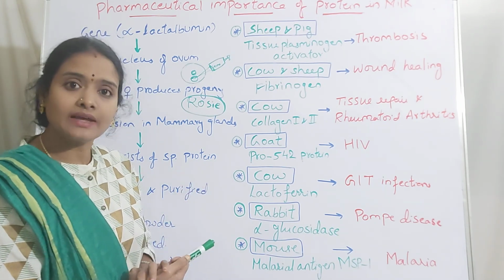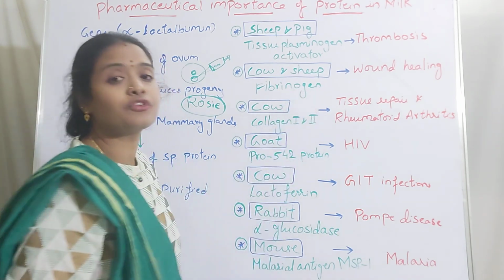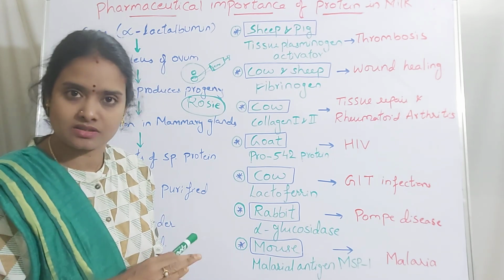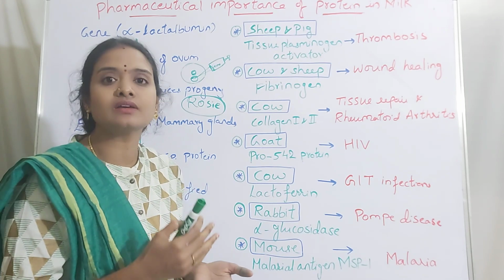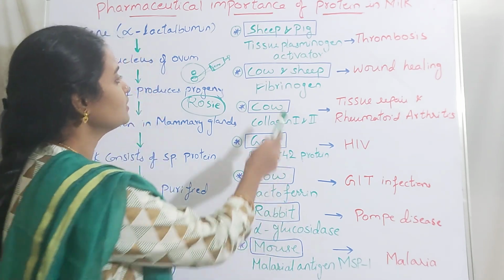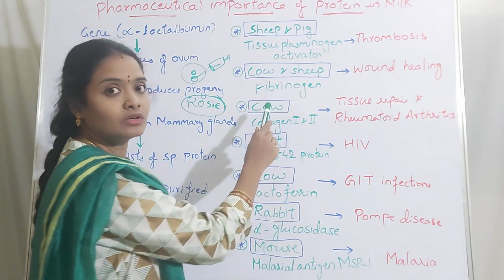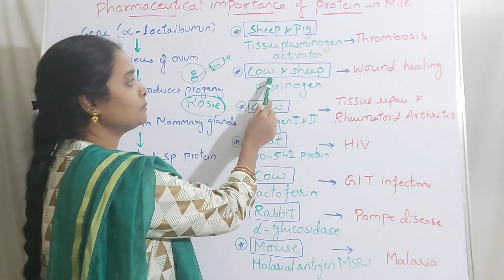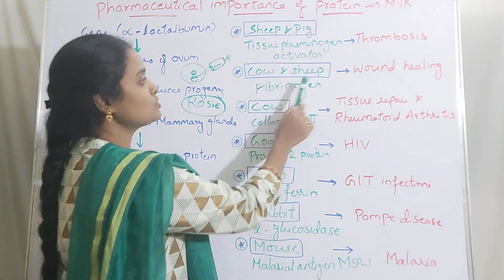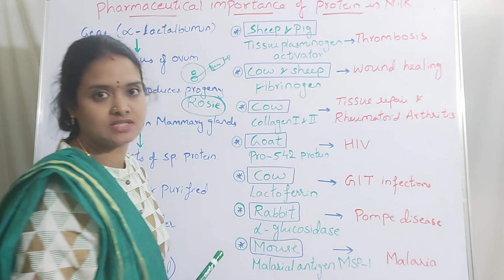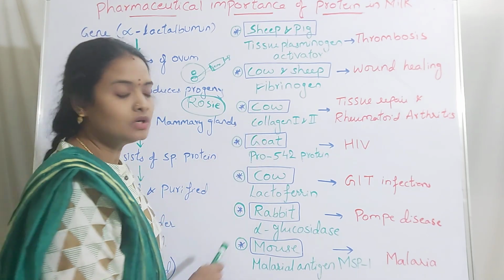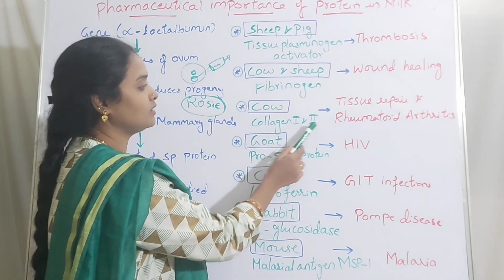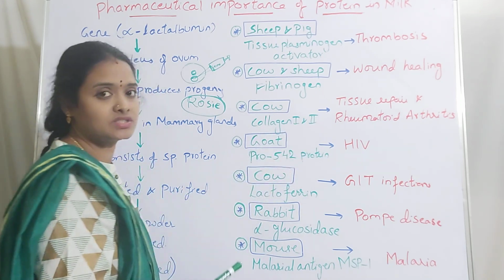and then the fibrin results in the formation of a network-like structure, or the clot, so that the bleeding can be stopped. So this fibrinogen, which is obtained from the milk of cow and sheep, is used in the wound healing process. Next, coming to another transgenic cow, which was producing collagen, collagen 1 and collagen 2.